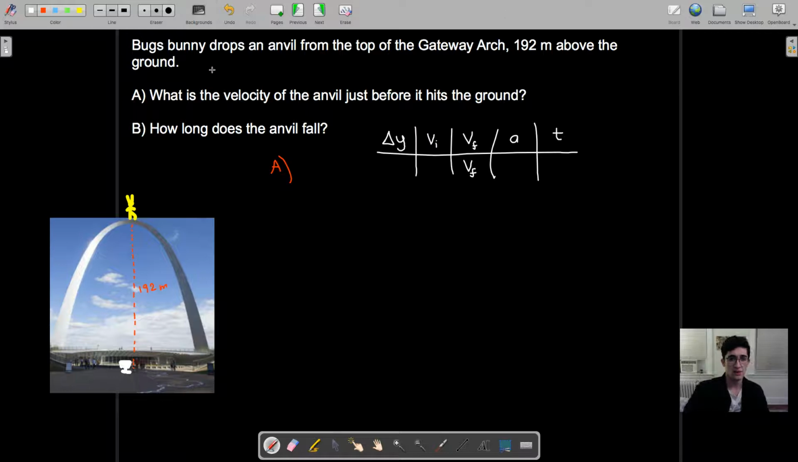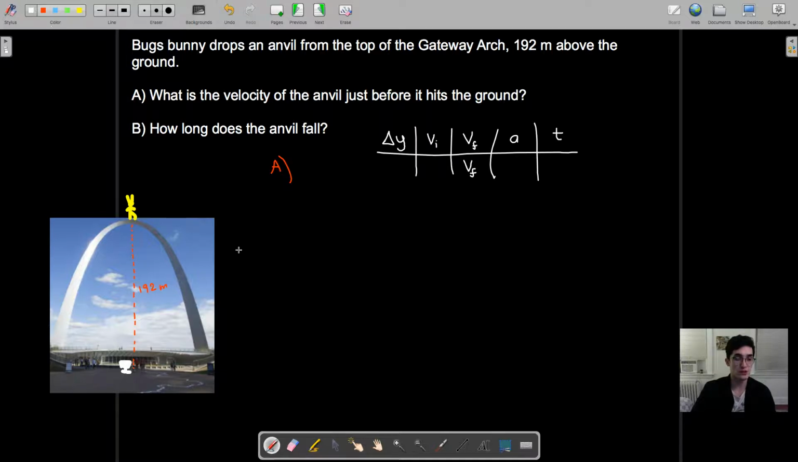And what information am I given? Well, 192 is a number, and it's 192 meters. So I know that's a displacement. It's giving me a displacement here, right? And that displacement, we need to decide whether it's going to be positive or negative. And that all depends on whether we decide up is our positive direction or down is our positive direction. So for a lot of free fall problems, what I like to do is make down the positive direction, okay?